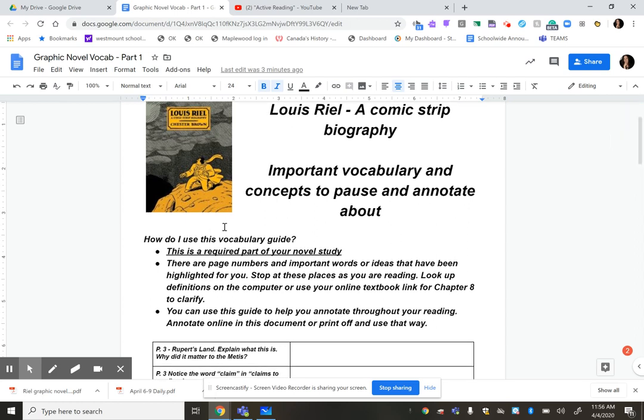So how to use this vocabulary guide? This is a required part of your novel study. There are page numbers and important words or ideas that have been highlighted for you. If you see a page number, you stop at that page number and you take a look at what I've asked you to pay attention to. Stop at these places as you're reading. Look up the definitions on your computer or use some other resource to clarify.